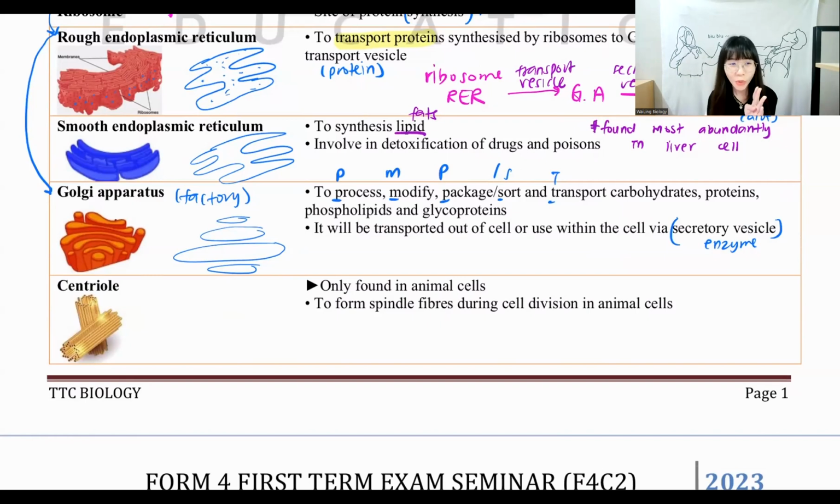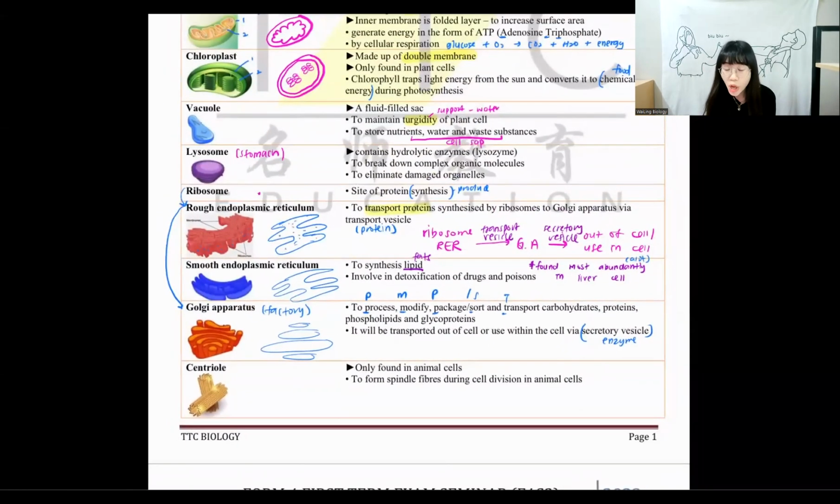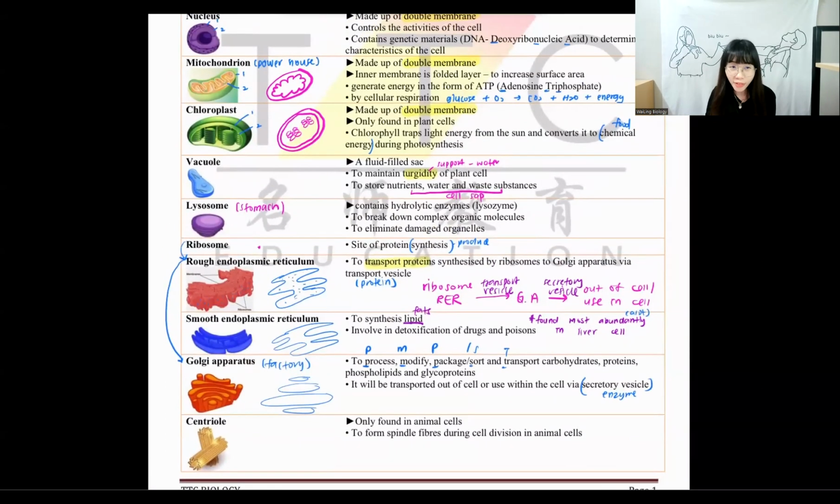Only plant cell and animal cell both have spindle fiber, just that animal cell uses centrioles. So this is the difference between animal cell and plant cell. All of these functions over here, you need to know, guys, because even if you don't see this in the first exam, you will definitely see this question.